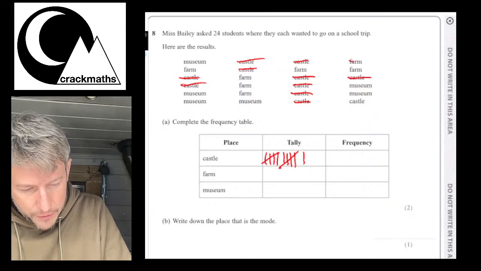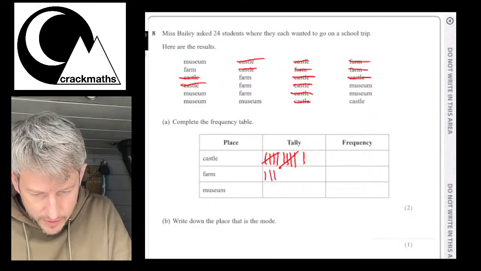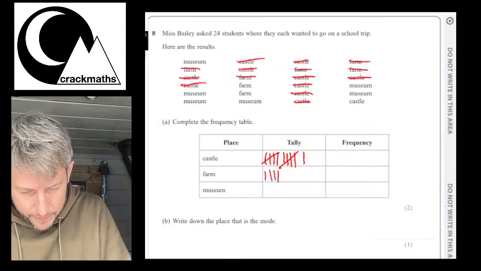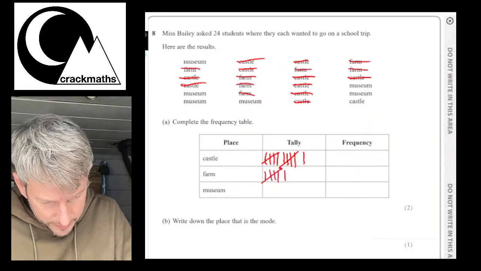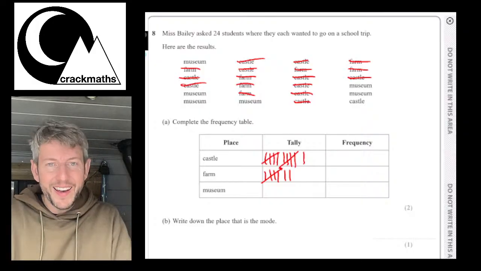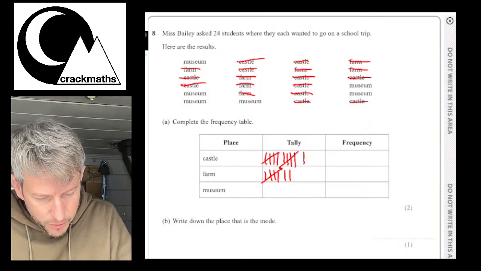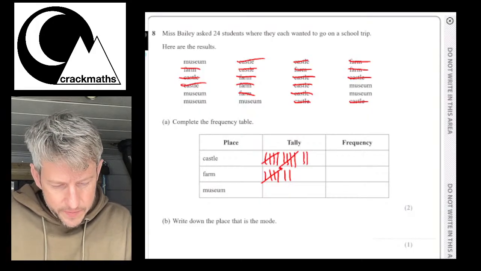So I've got a farm here, a farm there, a farm there, a farm here, a farm here. Okay, that looks like all the farms. Yeah, I was right. There's another castle here. So cross that off, put that there. Okay, now do the museums.